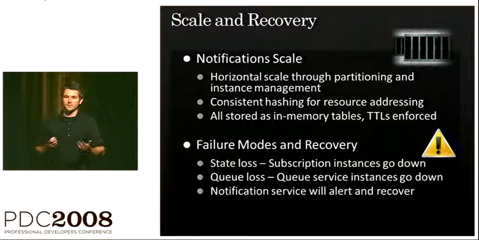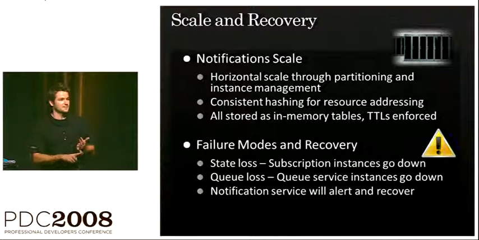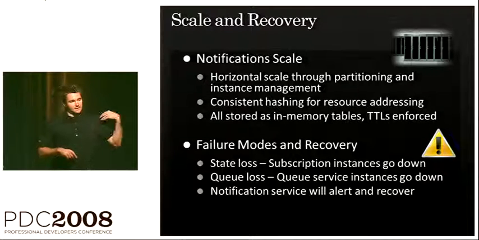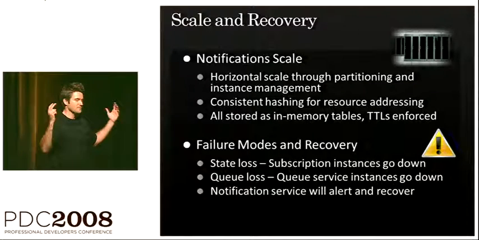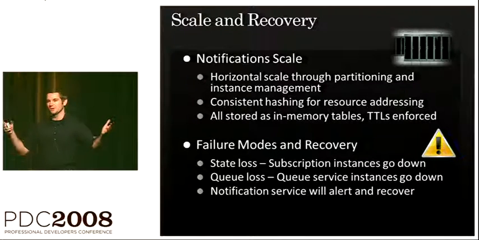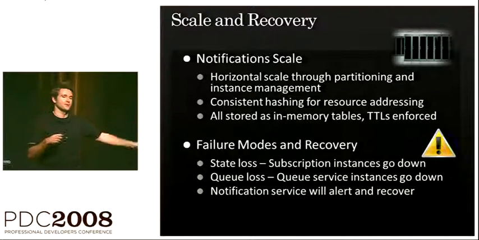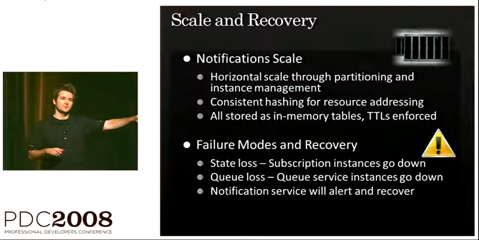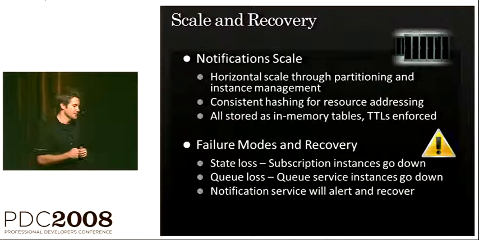So what about failure modes and recoveries? There are two failure modes that we think about. One is if a subscription service instance goes down, the other is if a notification queue instance goes down. In the former case, this is effectively like the post office saying to you, one of our trucks got lost on the way to the post office. We lost a bunch of your mail. And so what the system will do is notify you. It will say, resources from these addresses have lost subscription, so you should think about going back to these resources and checking to see if there are any changes.